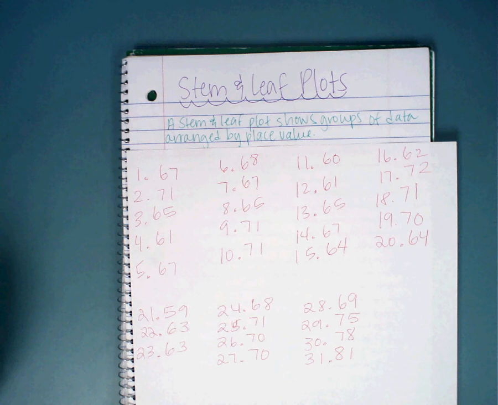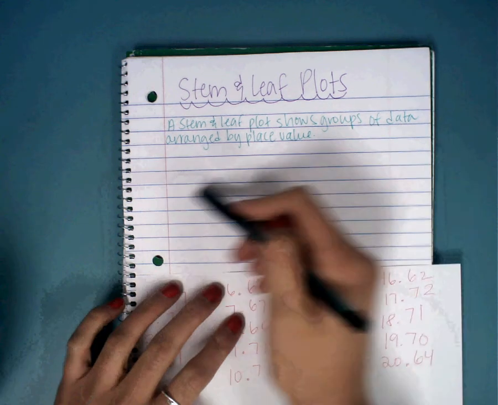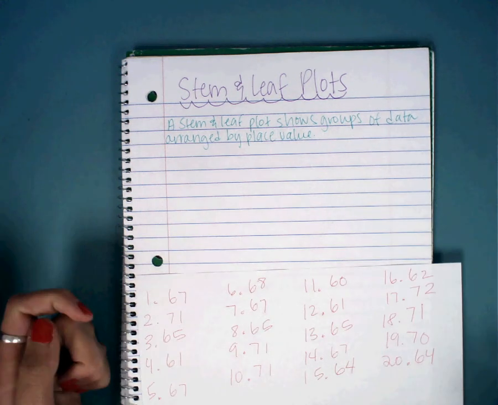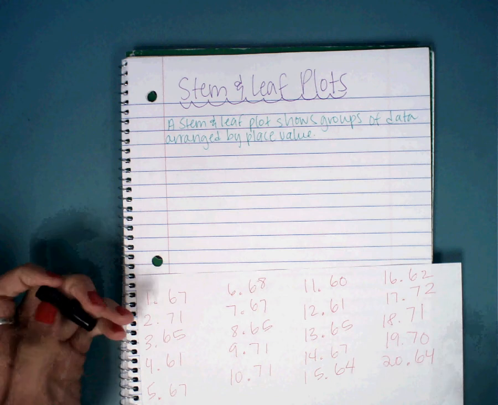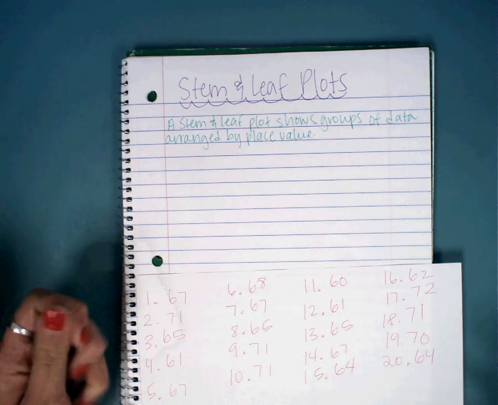So I wrote all of that down. The first thing you're going to want to do whenever you are making a stem and leaf plot is write your numbers in order from least to greatest, kind of like a frequency table, but just listing it across. You can make a frequency table if you want to. I just like to go ahead and list it in order from least to greatest.